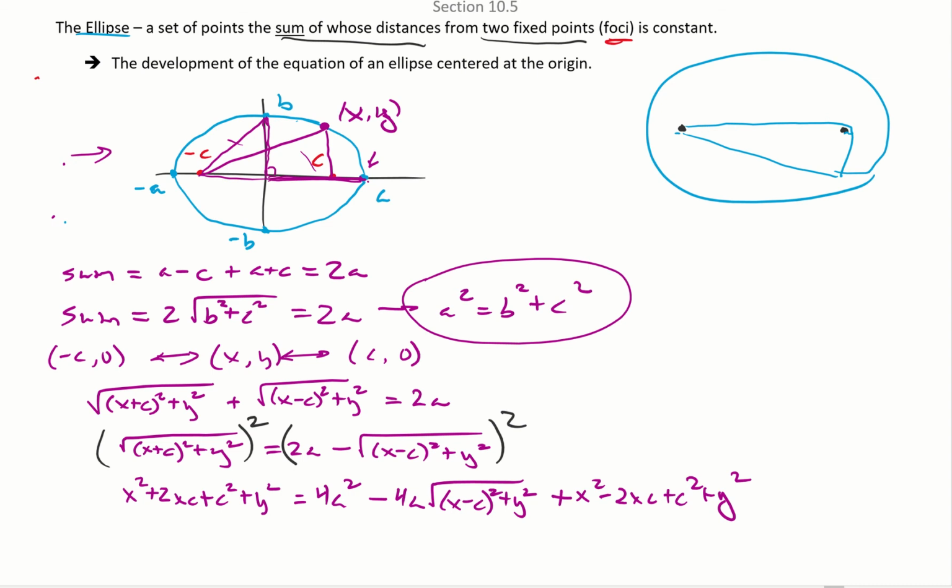Okay, so what happens? Well, if I try to combine terms, we're going to lose the x squareds, the y squareds, and the c squareds. They're all gone. In fact, what I'll do is move the 2xc to the other side, and so now what we have is 4xc, right? And on the other side, we still have the 4a squared and minus the 4a, etc. So we moved him over to the other side.